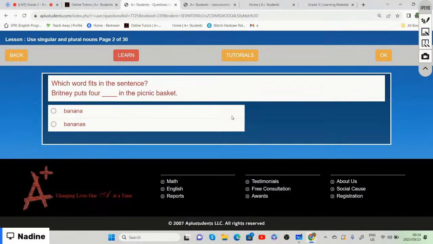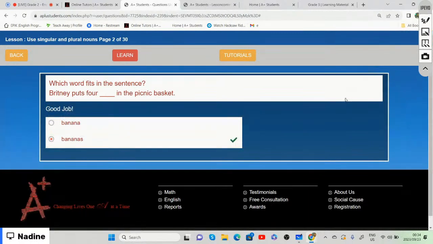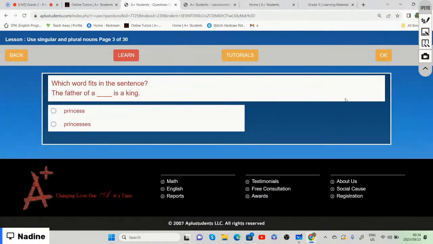Brittany puts four. Is it banana in the picnic basket, or Brittany puts four bananas in the picnic basket. Four banana or bananas. Four means there's more than one. So if we must choose between banana or bananas, because there's four, then we're choosing bananas. Because it shows that there's four bananas.